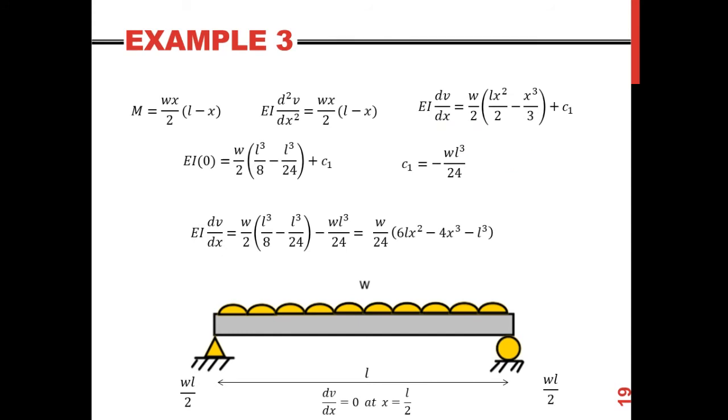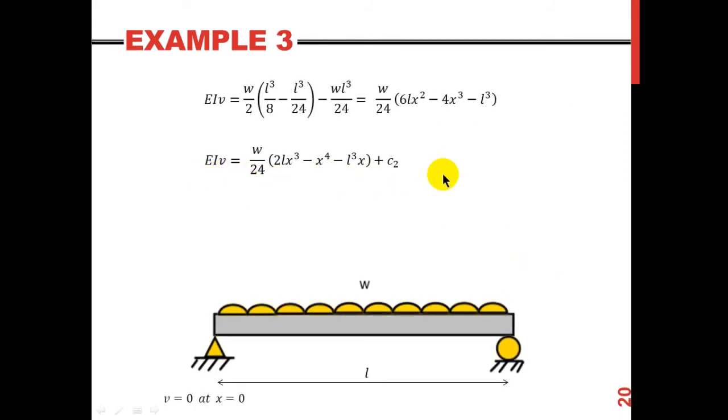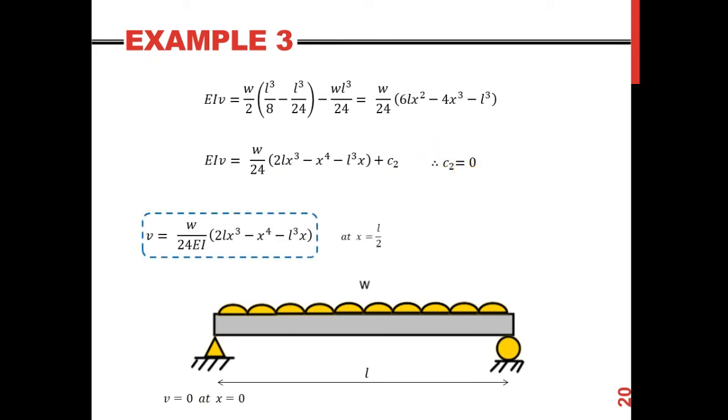I'm going to integrate it. I'm going to simplify it. But remember, again, we don't want the slope, we want the deflection. I'm going to need to integrate it once more. That's going to give me another constant, C2, using the boundary condition, of course. I'm using this boundary condition here. My constant C2 is going to be 0. So I can express it in this way, and I can find the maximum deflection at a distance of L over 2.